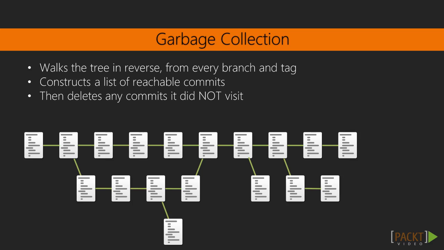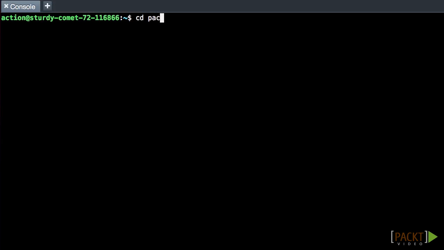Starting from the tip of every branch and from every tag, Git walks back through the graph, building a list of every commit it can reach. Once it's reached the end of every path, it deletes all the commits it did not visit. Let's try it on our packed project.